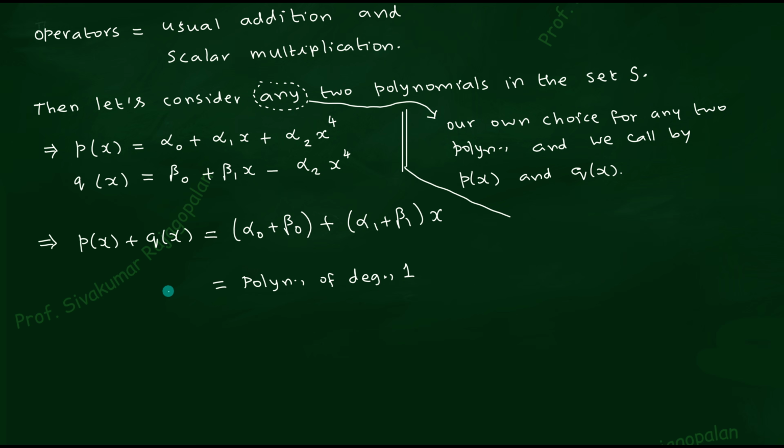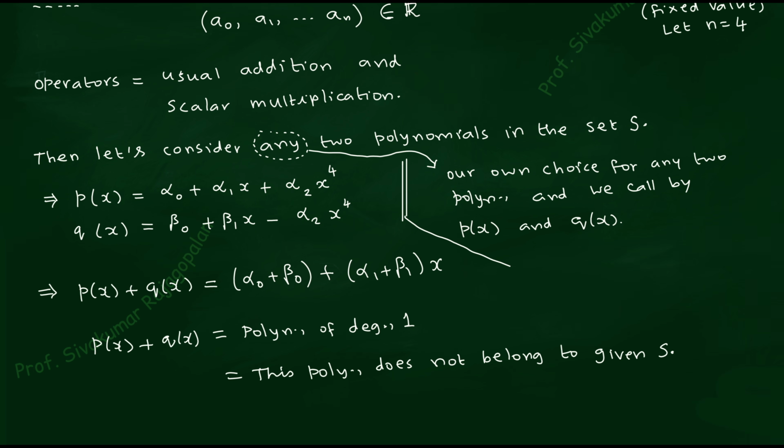So what is our conclusion? The conclusion is that after adding, p of x plus q of x has become a polynomial of first degree. But what is our original set? The original set is polynomials of degree 4, a fixed value, right? Degree 4. So this polynomial does not belong to the original given set, because a first degree polynomial will not be there in the set. Our set is only fourth degree polynomials.